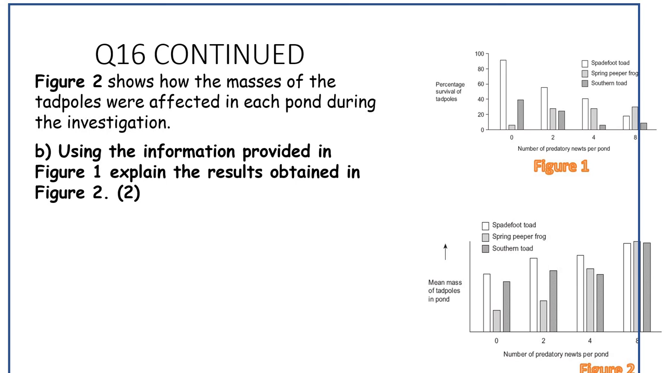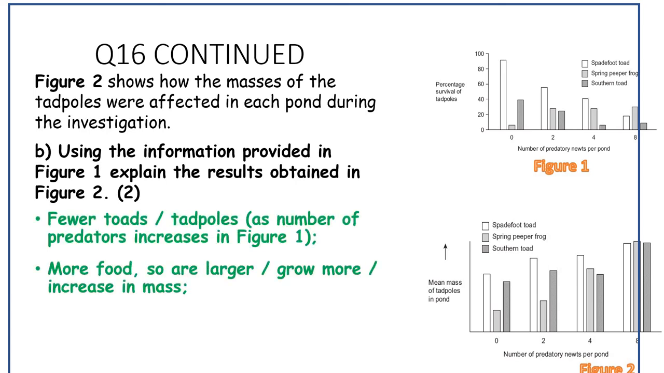Figure 2 shows how the masses of the tadpoles were affected in each pond during the investigation. Using the information provided in Figure 1, explain the results obtained in Figure 2. Because there are fewer toads or tadpoles, there is more food, so they are larger or they increase in mass.